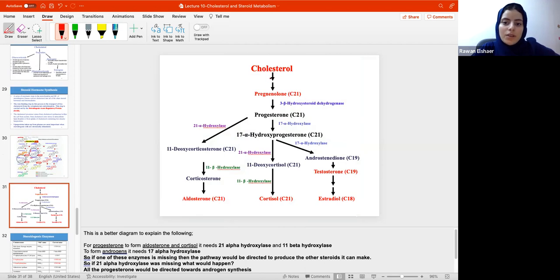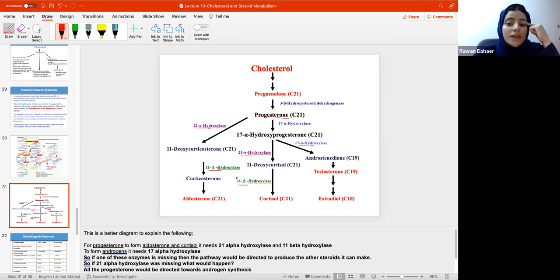You can see how cholesterol becomes pregnenolone, then progesterone, and as we said, progesterone forms the basis for the others. You can see there are multiple enzymes. Here you have 21 alpha hydroxylase, then you have 11 beta hydroxylase. This is for making aldosterone, so it needs these two enzymes. For cortisol, you need the same thing, 21 alpha hydroxylase and 11 beta hydroxylase. And then for androgens, you mainly need 17 alpha hydroxylase.